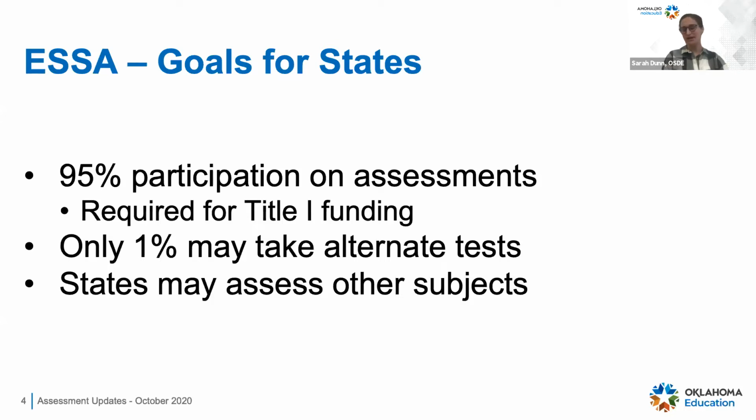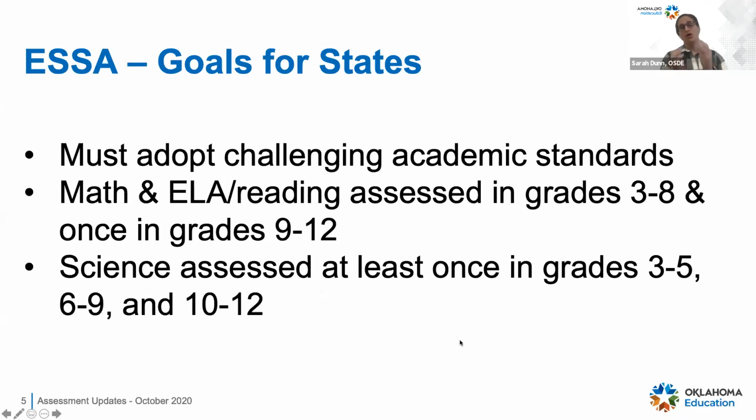Other states may assess other subjects or grade levels, but for us in Oklahoma, we test ELA and math in grades 3 through 8, and then we test ELA and math once in high school, grades 9 through 12. In science, the federal law requires we assess science once in grades 3 through 5, and that's our 5th grade science test, once in grades 6 through 9, which is our 8th grade science test, and once in grades 10 through 12, which is our 11th grade CCRA science content assessment.